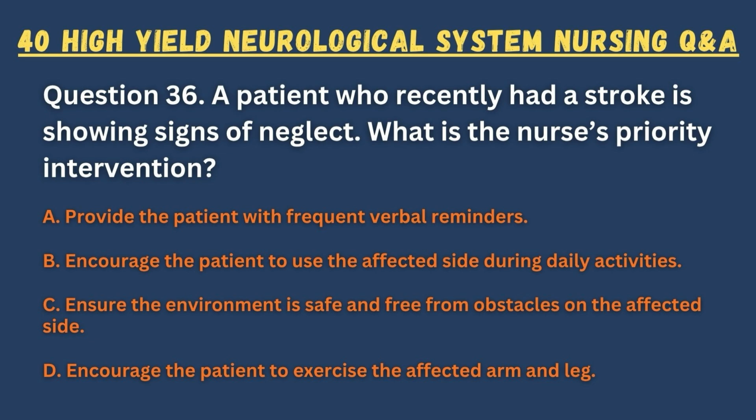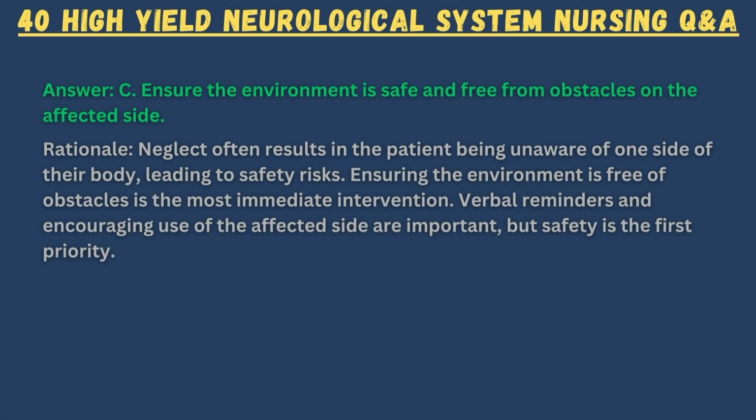Question 36. A patient who recently had a stroke is showing signs of neglect. What is the nurse's priority intervention? A. Provide the patient with frequent verbal reminders. B. Encourage the patient to use the affected side during daily activities. C. Ensure the environment is safe and free from obstacles on the affected side. D. Encourage the patient to exercise the affected arm and leg. Answer: C. Ensure the environment is safe and free from obstacles on the affected side.